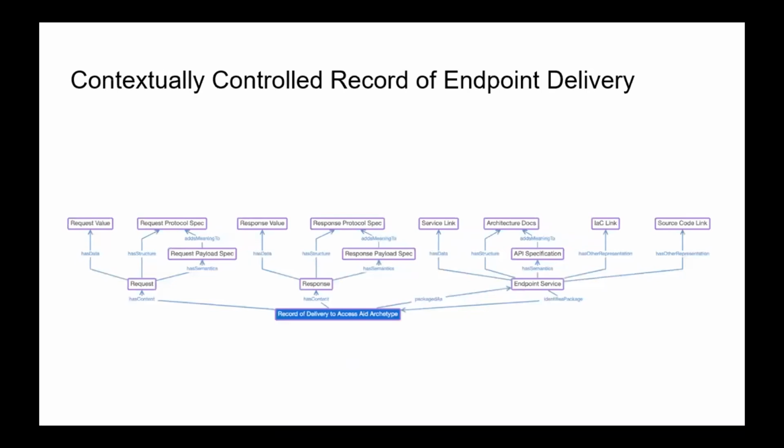And here's the last piece of the puzzle, which is the record of endpoint delivery. So I can deliver to repositories, to any access aid, right? Any tool in terms of its own schema, and still record knowledge that I delivered it there.